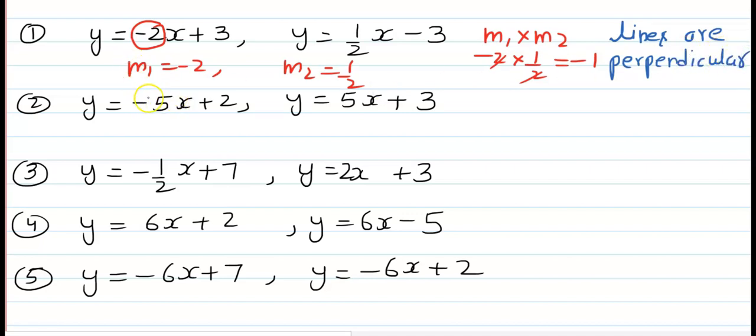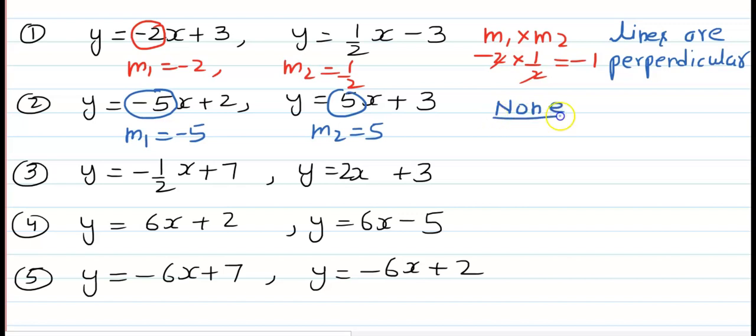Okay, here the gradient m1 is -5, here m2 is 5. So they are not equal, and if you multiply them, you are not getting -1. So the answer is none, neither parallel nor perpendicular.